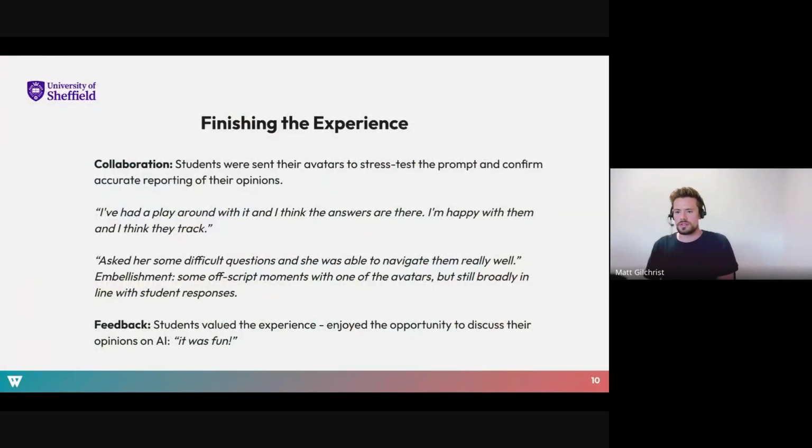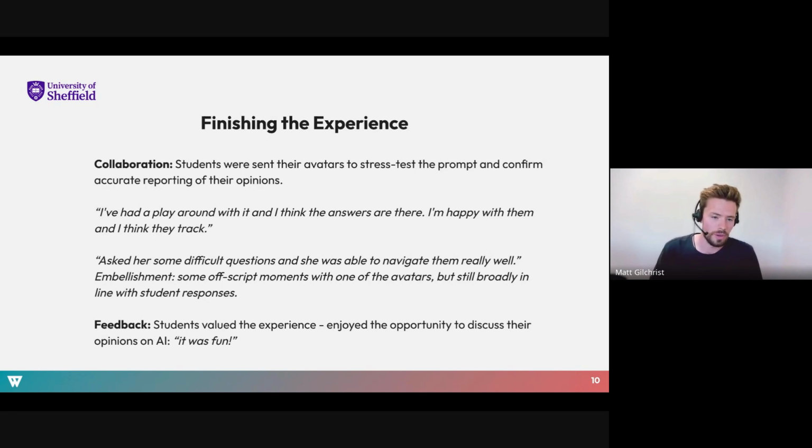So after I did a bit of stress testing and editing the prompt, I sent it through to the students and they tested it out themselves. They were really pleased with how it was representing their points of view. There were a couple of cases where there was a bit of embellishment and they started drawing on some opinions that hadn't been covered in the interview. But that student said that they were quite happy, that was something they would probably have said. So that wasn't really an issue.